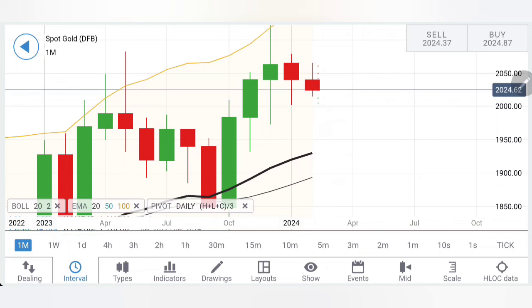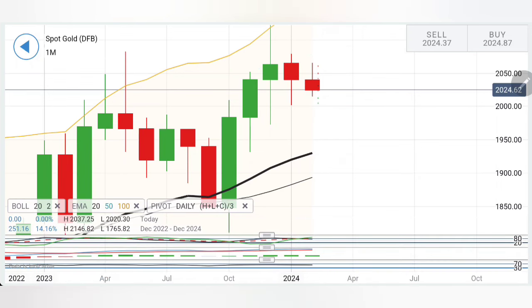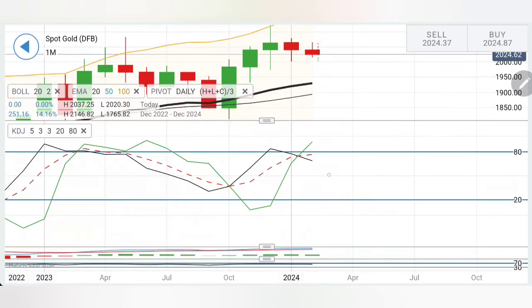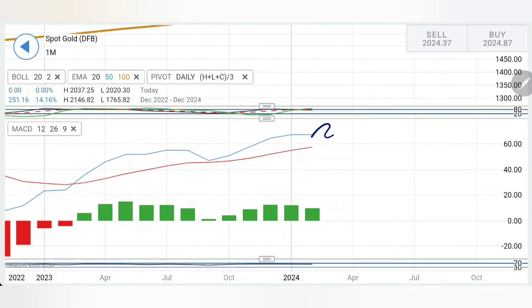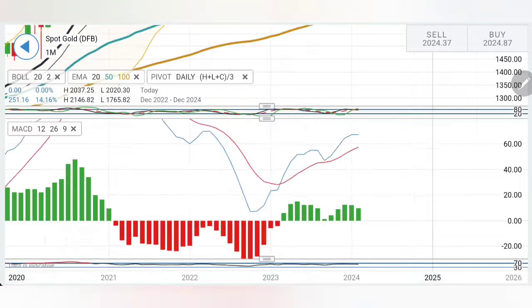But as of now, it is not giving any such signs. Possibility of a reversal still exists. If you look at the stochastic, this has dropped. It was slightly overbought earlier. It is now looking downwards. While the MACD is in green, it is trading with little divergence.